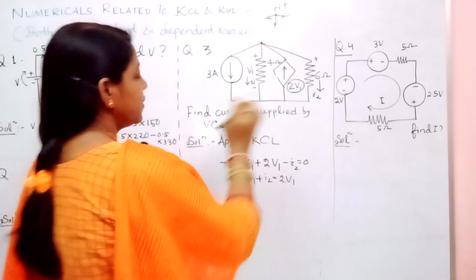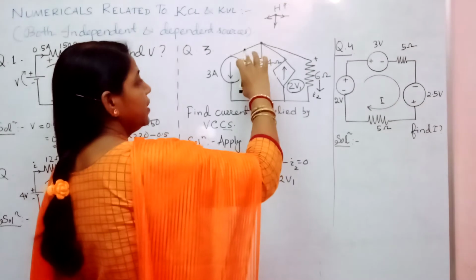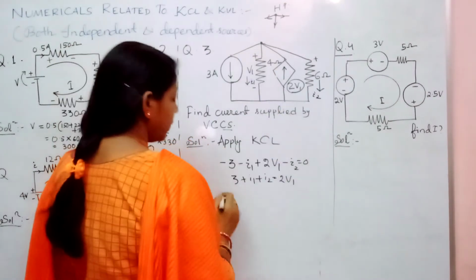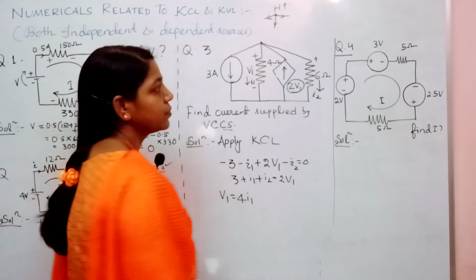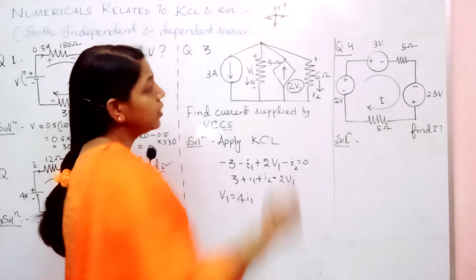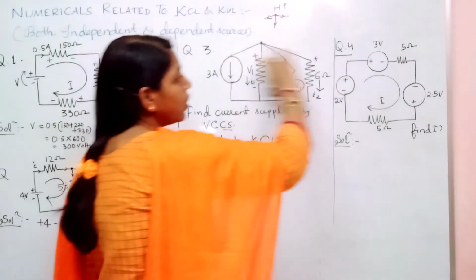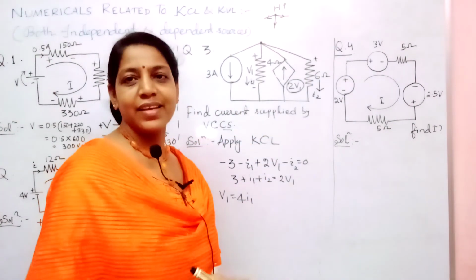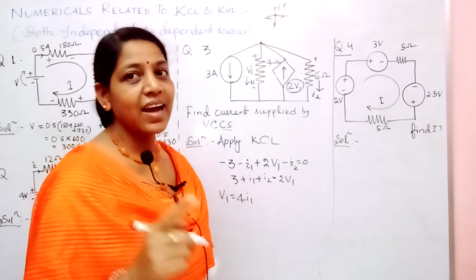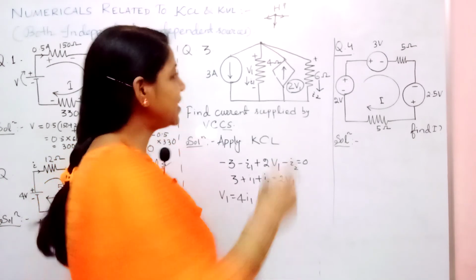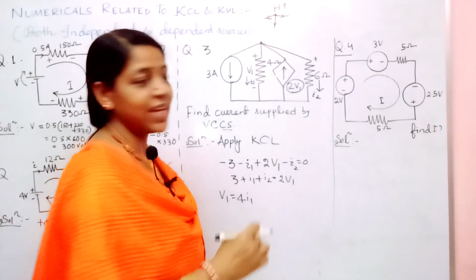That completes our first part. Now coming to the second part. Here you can see the drop across V1 is nothing but 4I1. Now what is the drop across this one? 6I2. But they are all connected in parallel. In parallel, voltage remains the same. In series, current remains the same. Hence, as these are all connected in parallel, the voltage will remain the same.